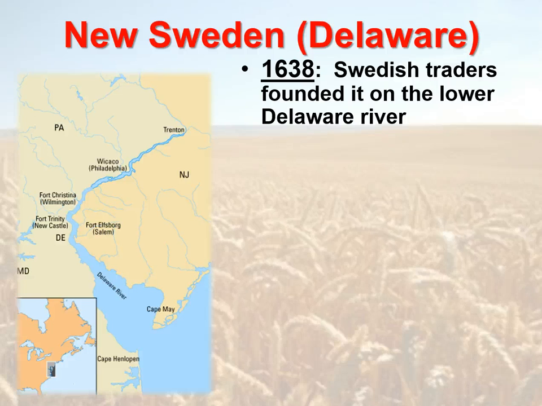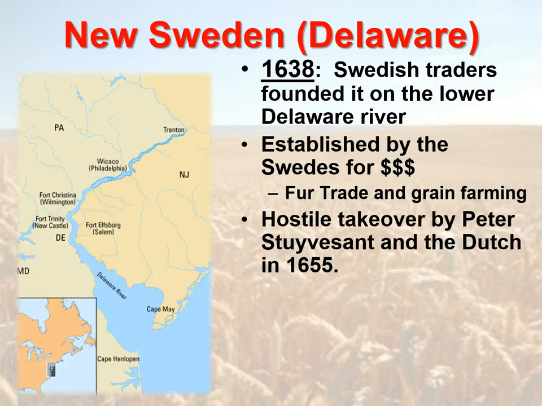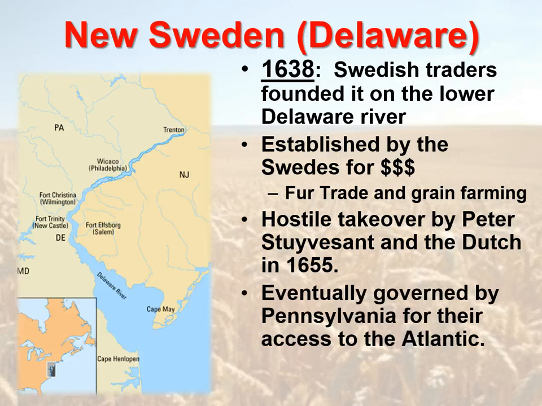And again, in 1638, the Swedish traders founded Delaware, and they established it only for money, which is why they weren't able to hold back the Dutch once Stuyvesant tried taking it from them. And it was a hostile takeover in 1655. And then obviously when Stuyvesant gave up his claim to New York and gave up the claim to basically the middle part of America to the Duke of York, he also lost control of Delaware. And eventually, again, it would be governed by Pennsylvania for access to the Atlantic.